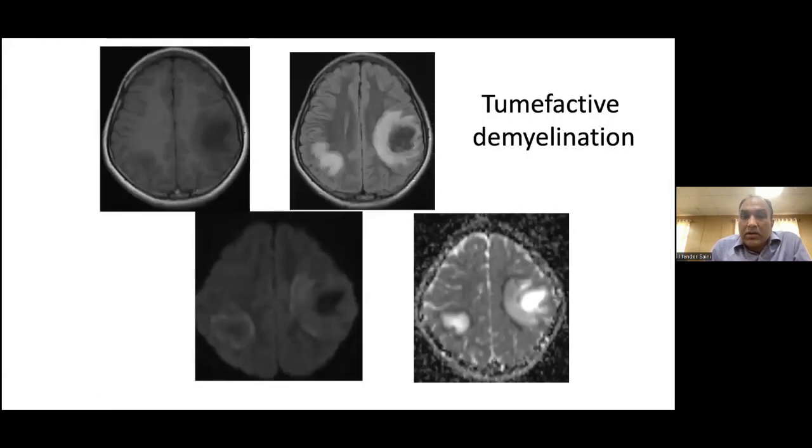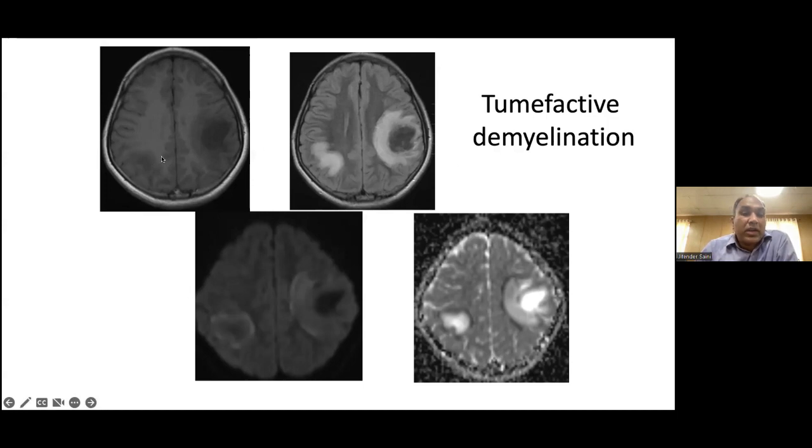Coming to the next one, sometimes you can have lesions which can mimic a tumor. This is another condition which can have a tumor-like presentation, but they are not actually tumors. It's called demyelination, like multiple sclerosis and MOG antibody disease, which can have large tumefactive lesions.